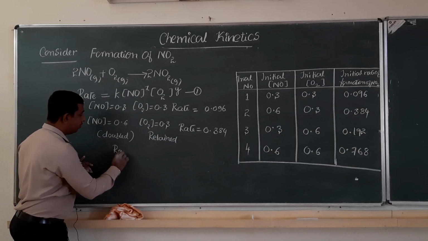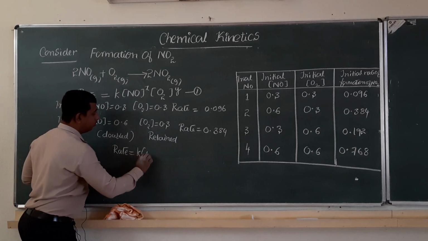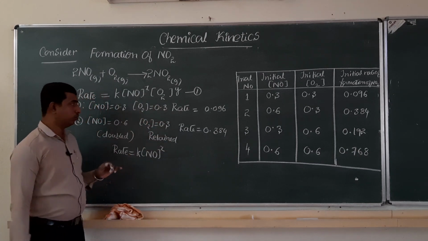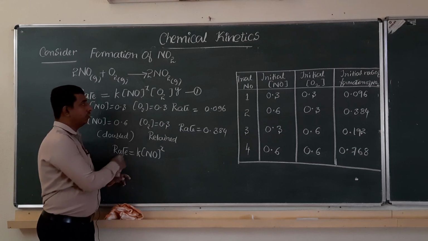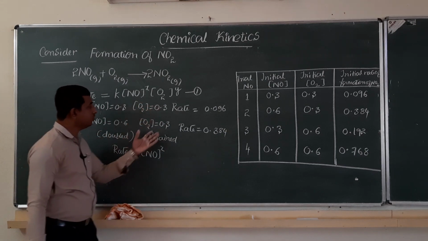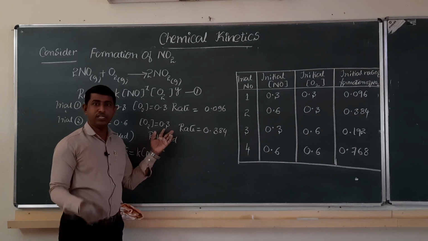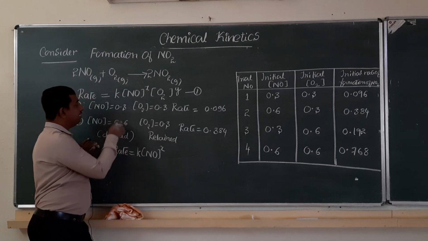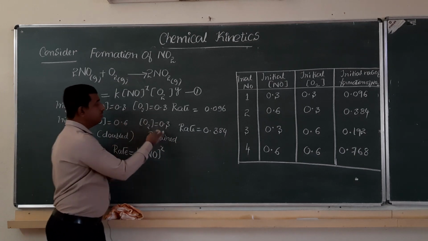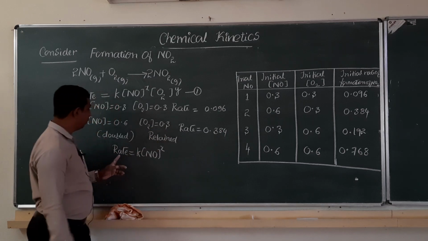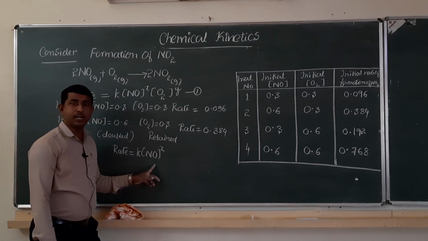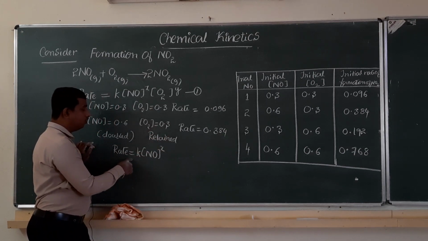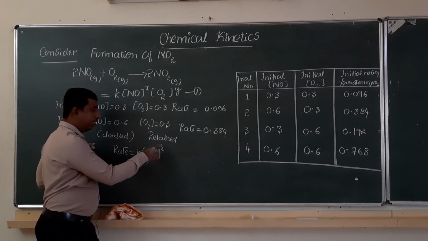So, rate law can be written like this. Rate equals K into concentration of NO power x. No need to write the concentration of O2 because rate does not depend upon concentration of O2, because there is no change in the concentration of O2. We know that rate will change only if there is a change in the concentration. So in the second trial, rate will depend only on the concentration of NO. It will not depend on the concentration of O2.